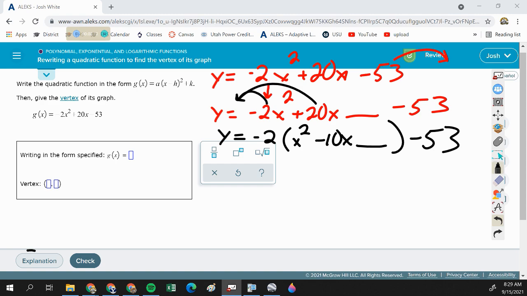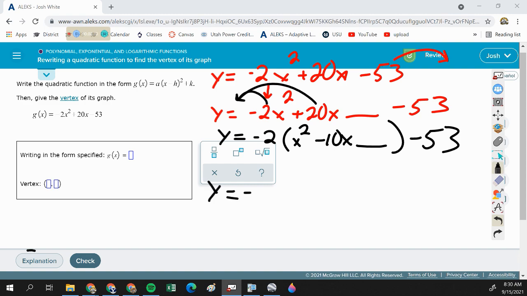Does everybody follow so far? Move the constant out of the way, factor out the leading coefficient, and notice I didn't try to take a negative 2 out of the 53. Even if it was, say, 54, I don't want to take the negative 2 out of the 53. Okay?